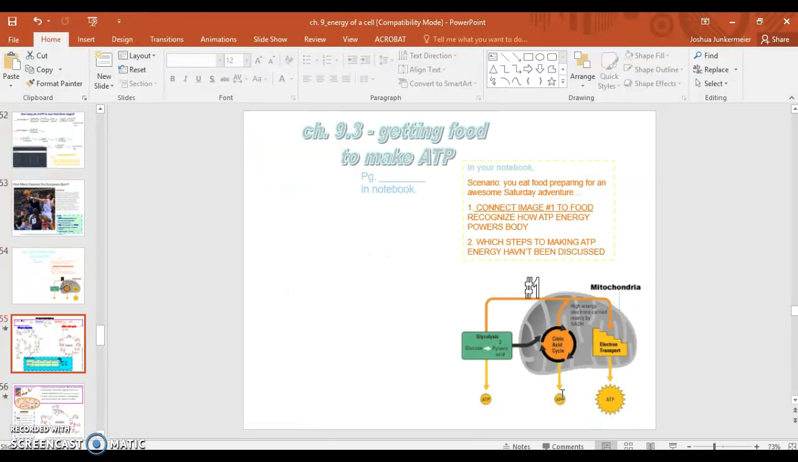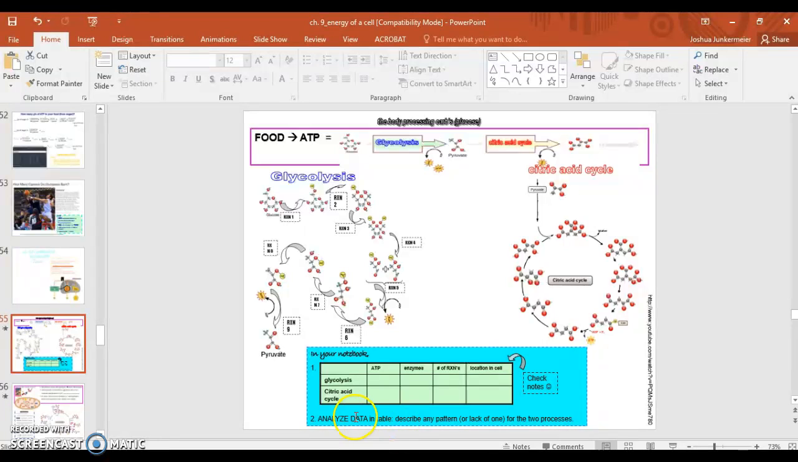This slide shows you. It says analyze the table, and describe any pattern or lack of one that you see between the two processes. Specifically, look at enzymes and look at the number of reactions. Is there a pattern there? Did you find any kind of pattern when you compare the number of enzymes to the number of reactions? Whatever you see, just discuss that.